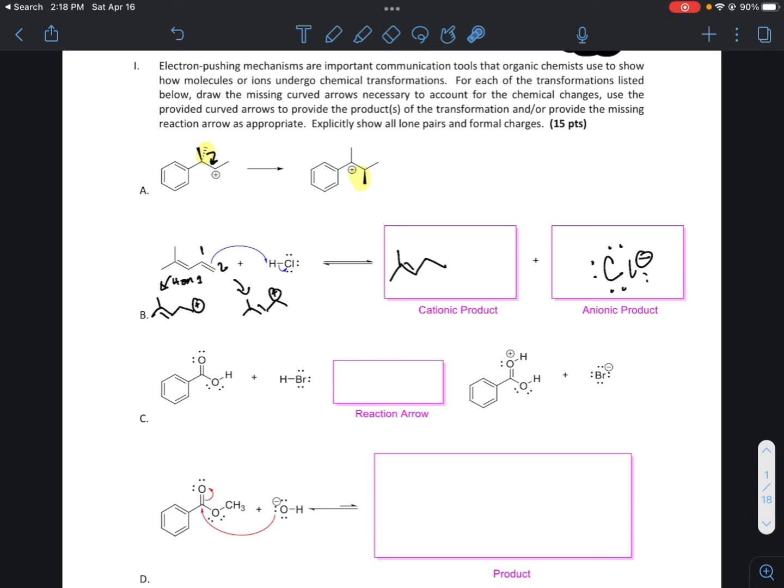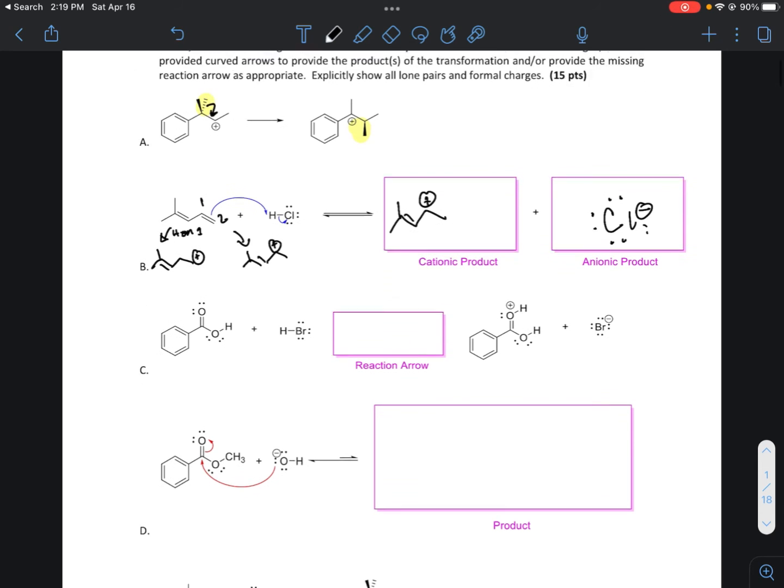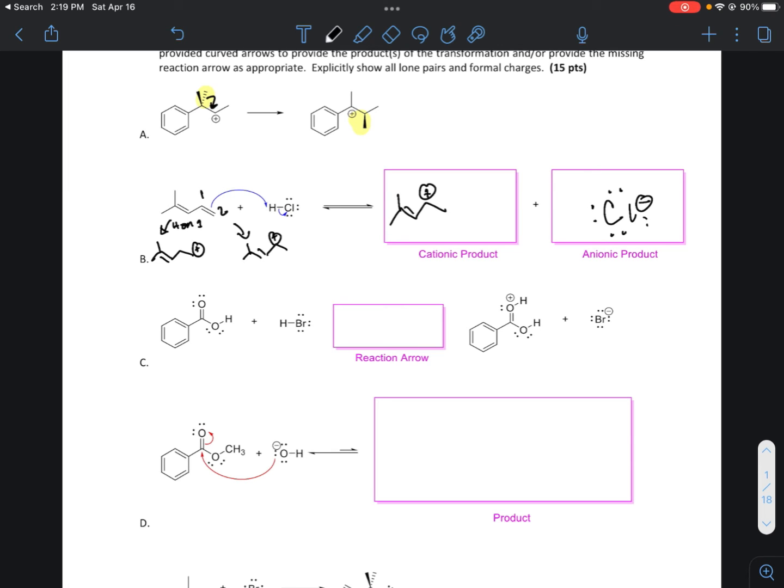Okay, if we put the hydrogen on 1, we get a primary carbocation, high in energy, not favorable. If we put it on 2, we get a secondary carbocation. It's still high in energy, but it's better than a primary carbocation. So in that case, we're going to put this here, and that's all we need for B. Let's go ahead and look at the next one.